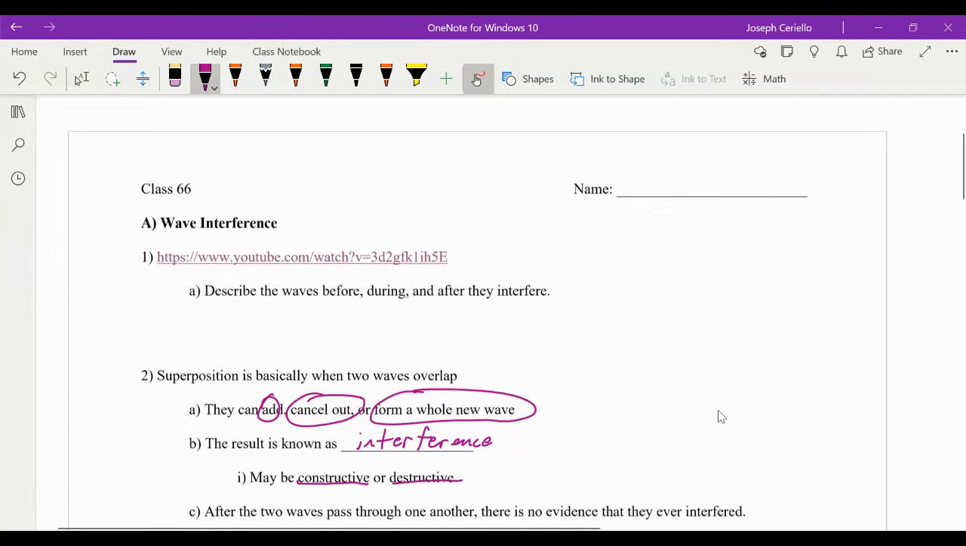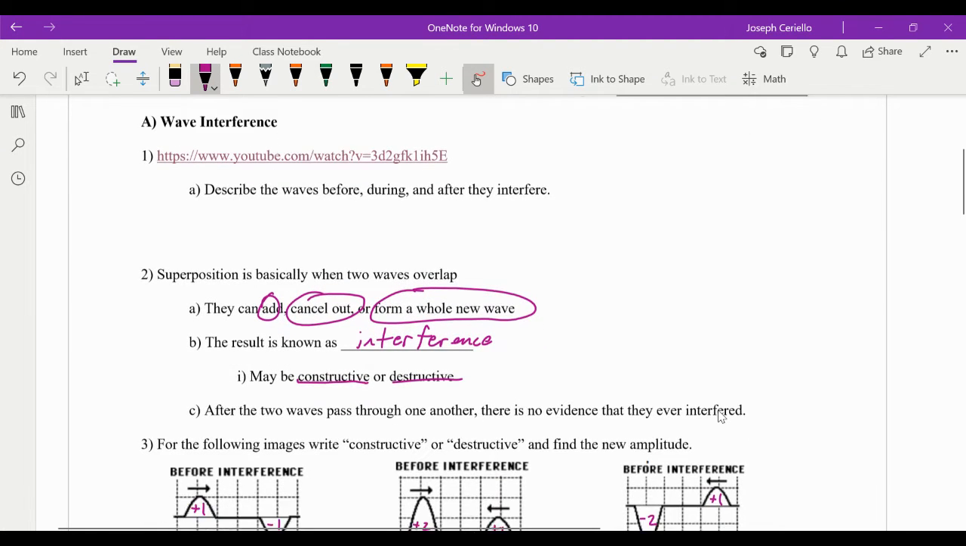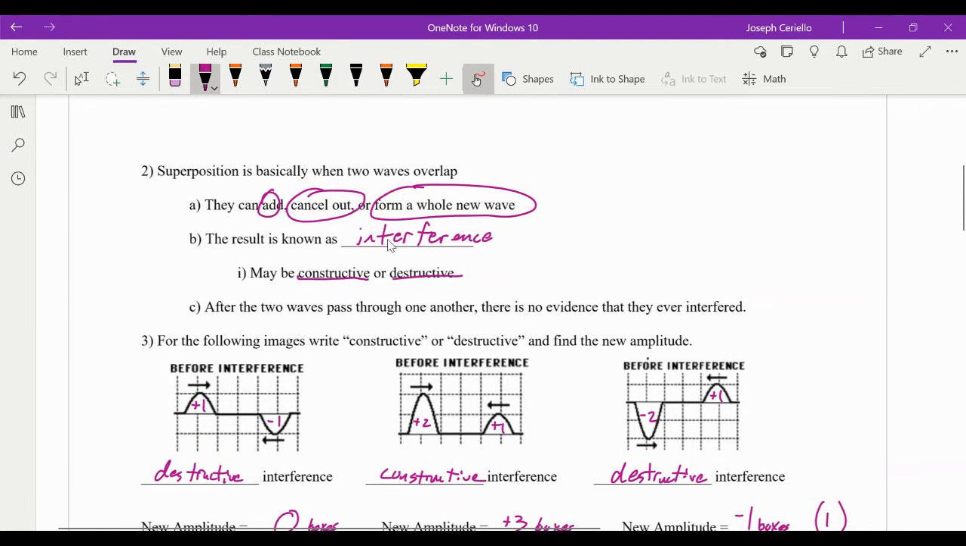Folks, looking at class 66 real quick. We're just looking at some wave interference stuff. So starting with number 2 here, superposition is basically when two waves overlap. Either those two waves can add up to make a bigger wave, cancel out to make a smaller or no wave, or make some sort of new wave shape altogether. This is known as interference, which we saw in lab could be either constructive or destructive.